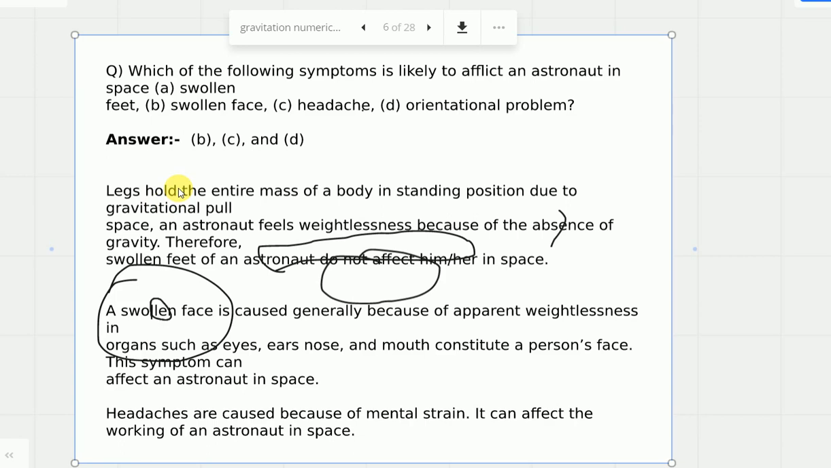What are the things that can affect an astronaut in space? Swelling face, headache, orientation problem? So the answer is B, C and D. B means swelling face, obviously, C is headache, and D is orientation. Just read this part. Okay, can you proceed? Yeah. So please read this part.